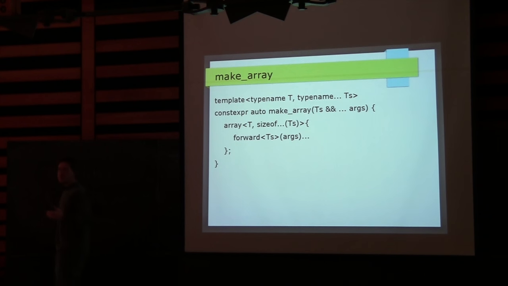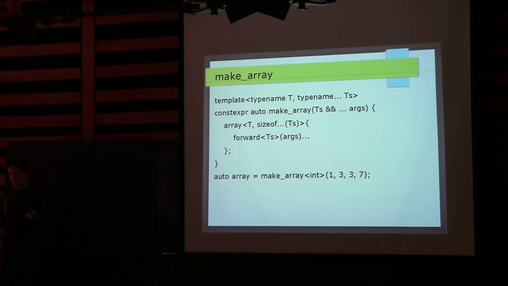So this is a basic version of make array. Something like this has been proposed to the standard multiple times. So you'd use it like this. You'd say auto array equals make array, the type that you want, and the arguments you want to give to it. So now we think, oh yeah, we're good.